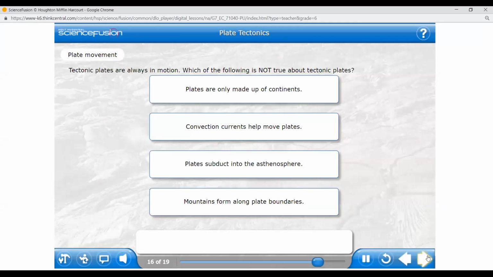The observation of matching continental coastlines was some of the earliest evidence that contributed to the development of the theory.